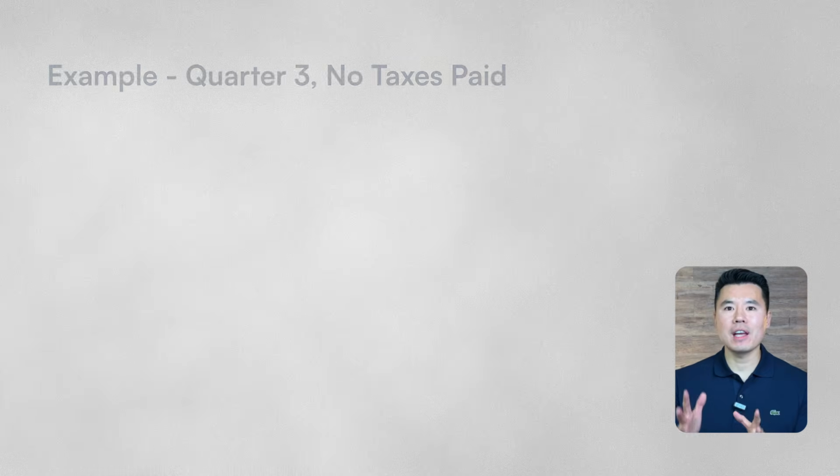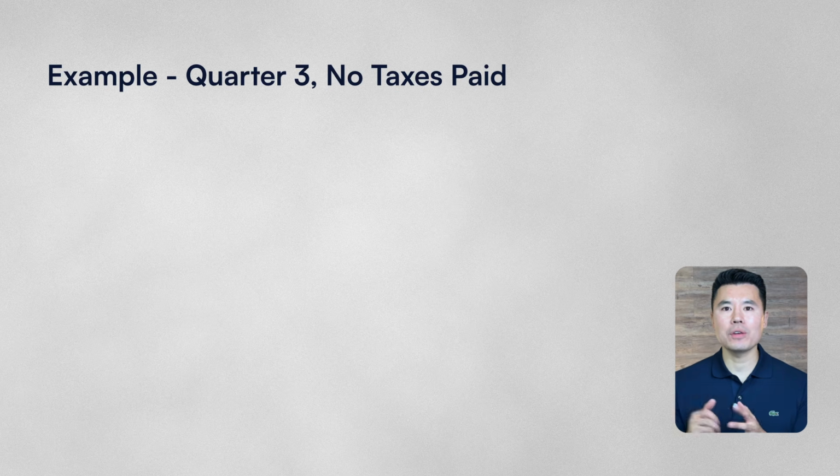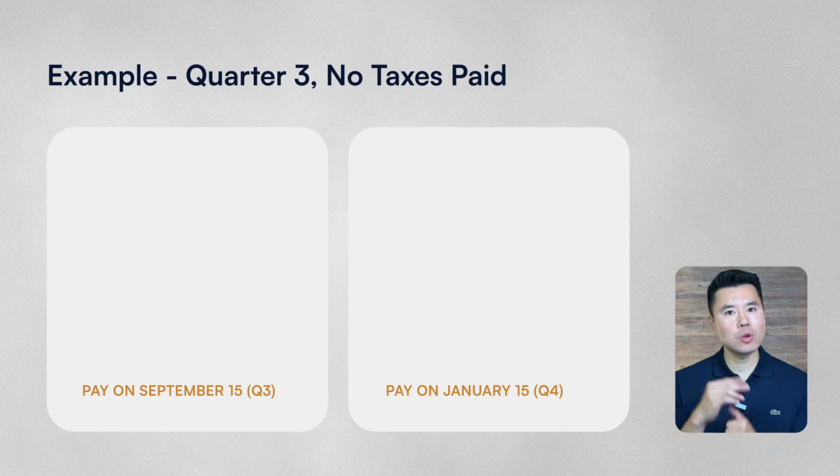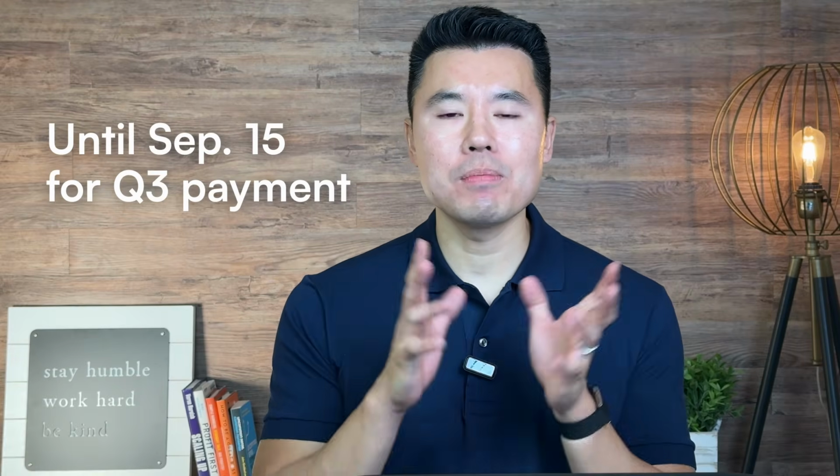So for example, if you're watching this video in quarter 3 and you haven't made any tax payments year to date, then you want to just divide by 2, right? Quarter 3 and quarter 4, there's only 2 quarters remaining, and then make those payments in quarter 3 by September 15th, and quarter 4 by January 15th. Remember, you have until September 15th to make your quarter 3 payment. That's just days away from now. And don't be a part of the 30% who miss the deadline and get hit with penalties.